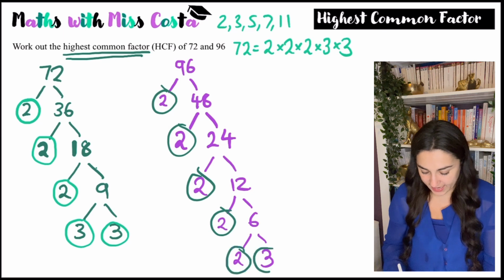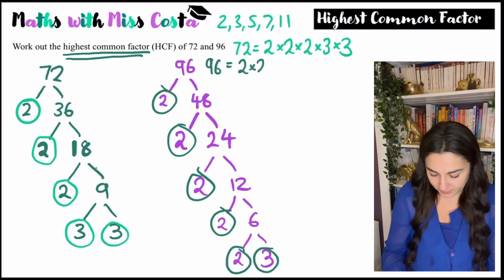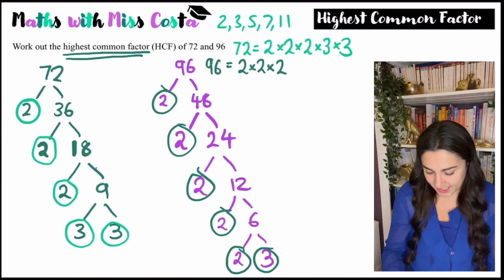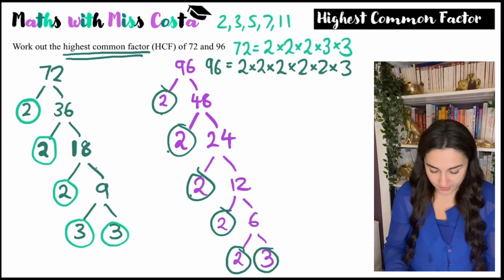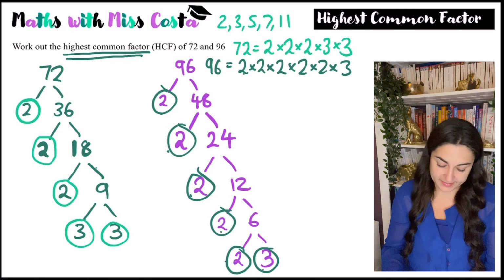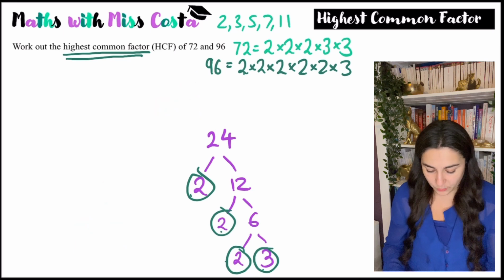And then I've reached the end of my tree branch and I've got all of the factors. So 96 can be written as 2 times 2 times 2 times 2 times 2 times 3. Let's just check. 1, 2, 3, 4, 5, 6 factors. Okay. So once I've done this, I have a few options again.